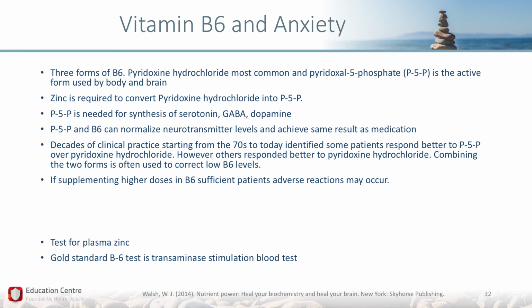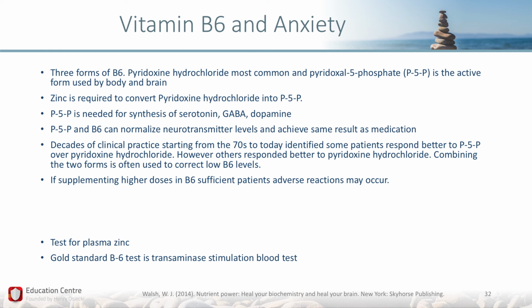That's the most common you generally find, but obviously P5P is becoming a lot more available. That's the active form that the body uses. Though we do know that zinc, as mentioned before, converts the pyridoxine into P5P. So zinc becomes a major partner to P5P. P5P regulates about 80 enzyme systems, including the synthesis of your serotonin, GABA, and dopamine.